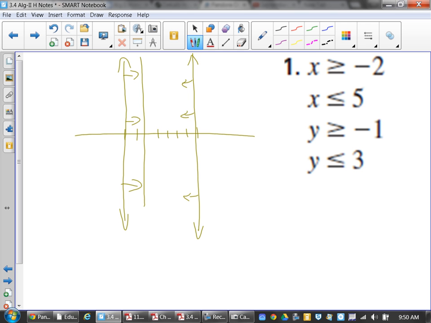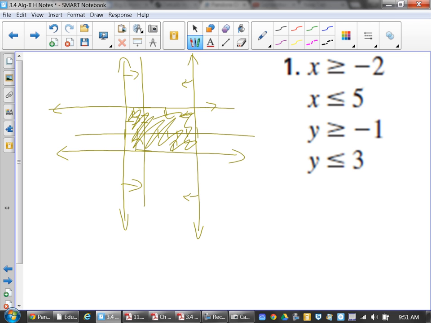Y is greater than or equal to -1. Horizontal line through. Which way is it going? Up. And then y is less than 3. Down. It's pointing downward. So you have this overlap region then that created a rectangle.